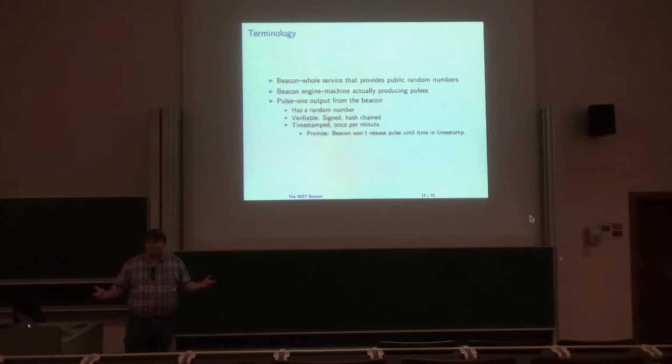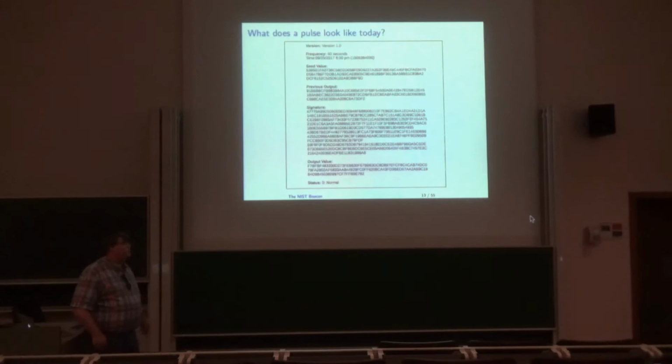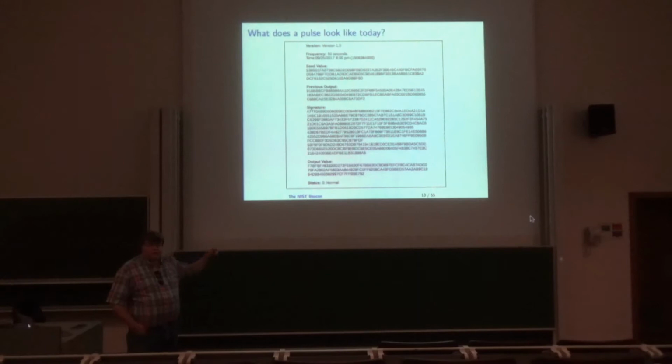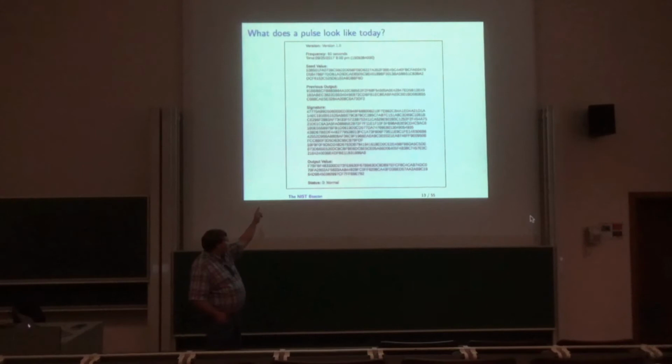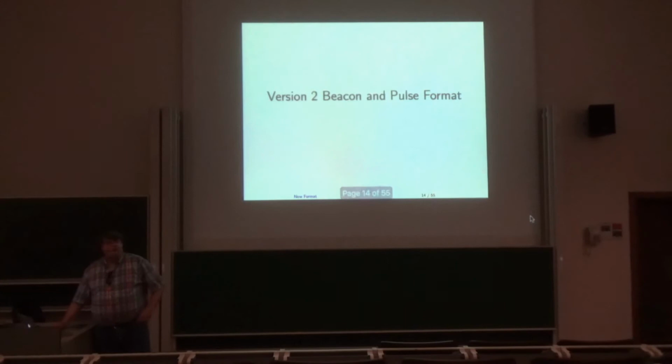So this is a current generation beacon pulse. It looks beautiful, right? You can see the fields: version, frequency, time, a seed value, which is the actual random value, and then you have this output value. And we make a big point that the output value is the thing you should actually be using. So if you're using this pulse, you should be using the output value, not the seed value. I'll explain why that is in a bit. And that's the current version.